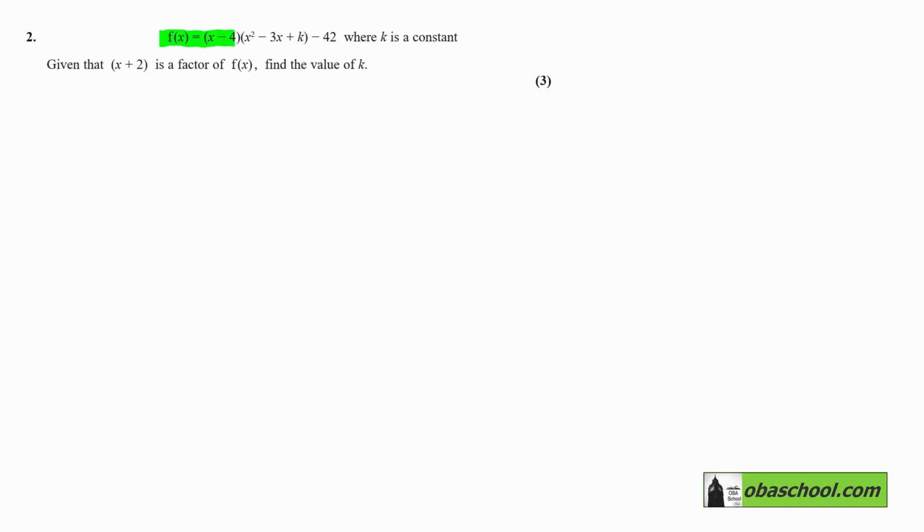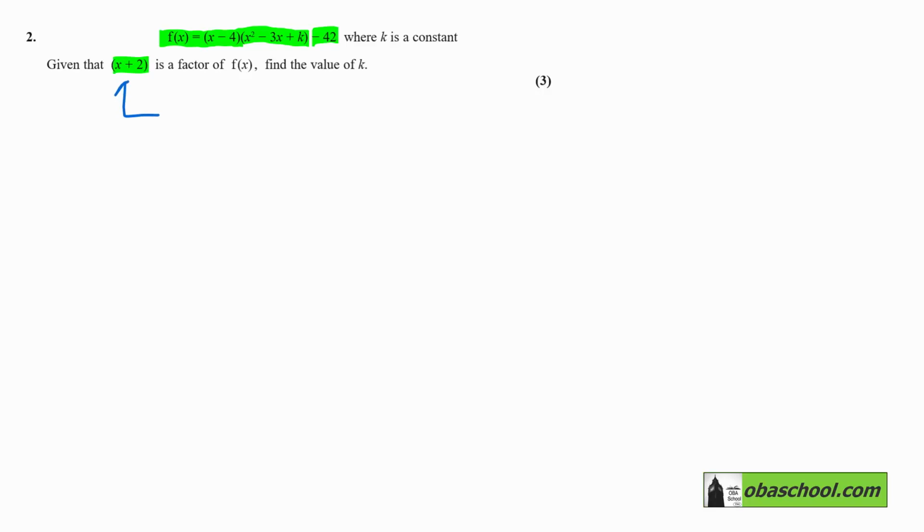f of x is equal to x minus 4 times x squared minus 3x plus k, take away 40, where k is a constant, which we need to determine. Given that x plus 2 is a factor of f of x, find the value of k.